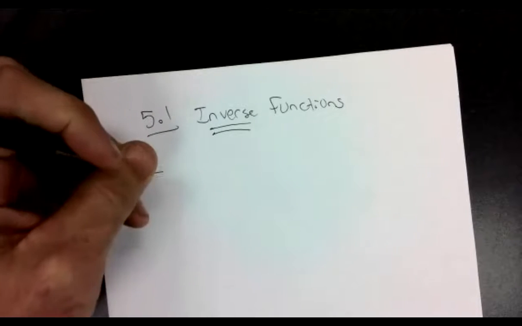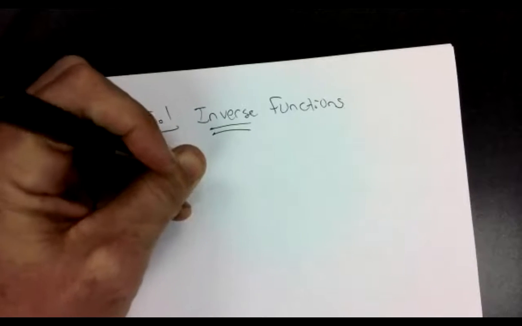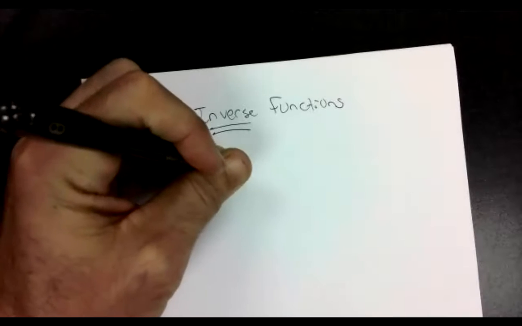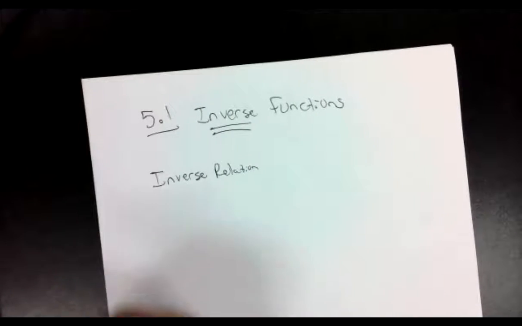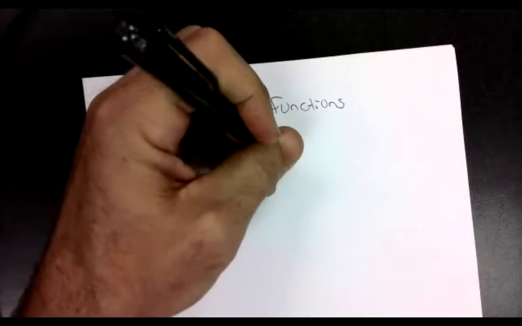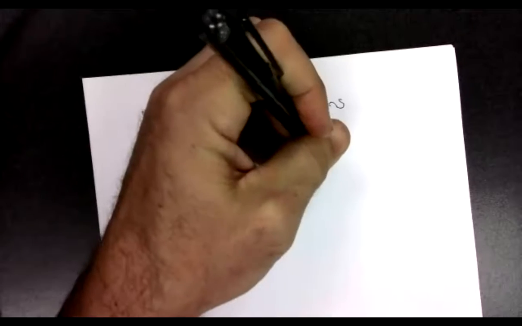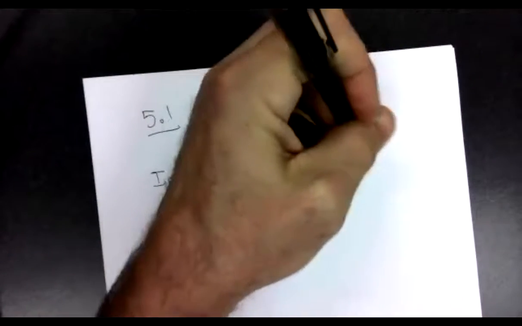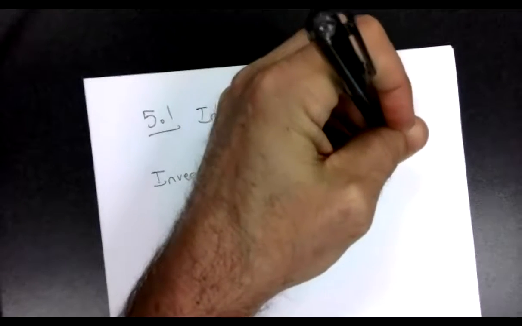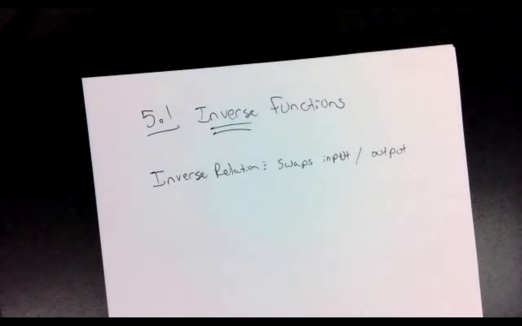An inverse relation, because it doesn't necessarily have to be a function, simply swaps your input and your output. So again, it literally inverts them. So the output becomes the input.